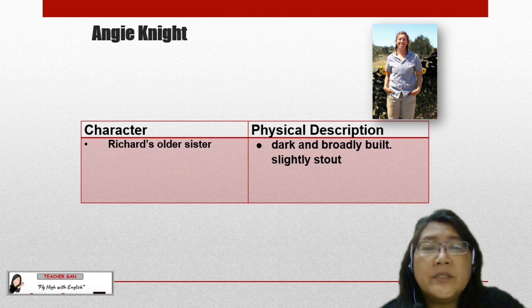Let's look at Angie Knight. Angie Knight is Richard's older sister. She is dark and broadly built and slightly stout.